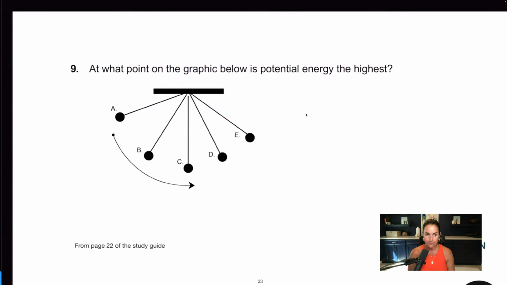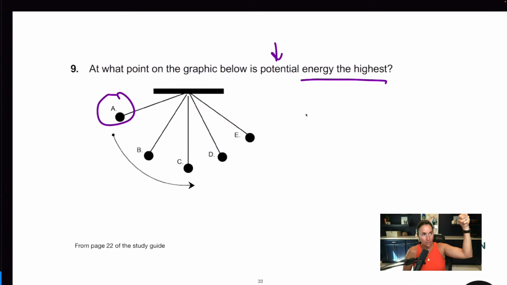Let's have a look at energy. At what point on the graphic below is potential energy the highest? Potential energy is the highest when kinetic energy is the lowest. A is when potential energy is the highest. If I were to pull that pulley up here, before I let it go, it's at its highest potential energy. When I let it go, now it's in kinetic energy. If it asked here, at what point of the graphic is kinetic energy the highest?